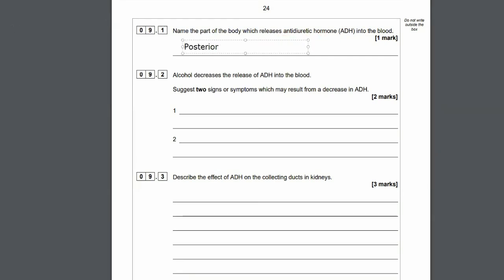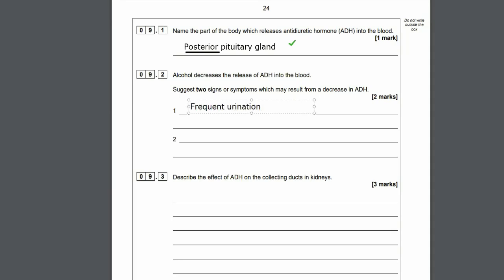Question 9. Name the part of the body which releases antidiuretic hormone, ADH, into the blood. That's the posterior pituitary gland. Pituitary gland is GCSE knowledge. You will not get marks unless you say posterior pituitary gland. Of course, there is an anterior pituitary gland as well.